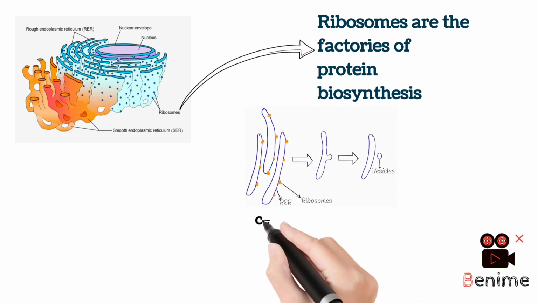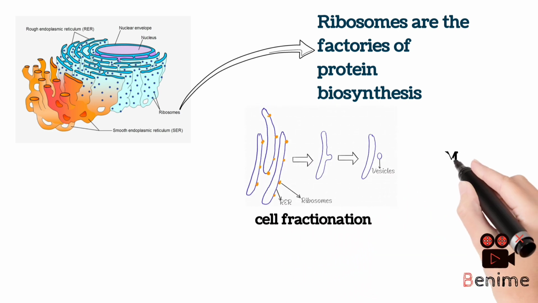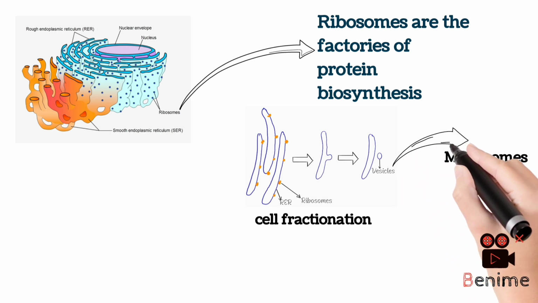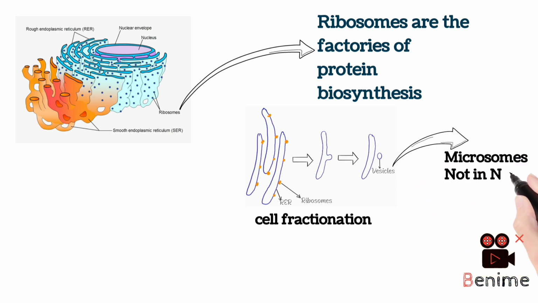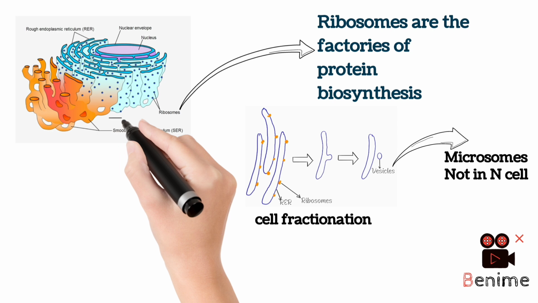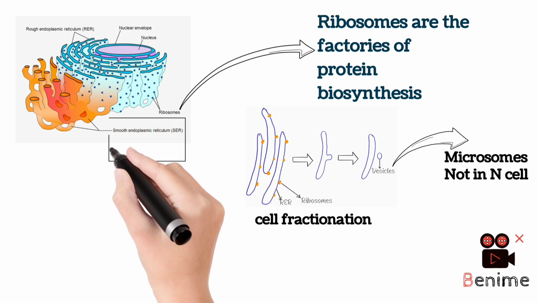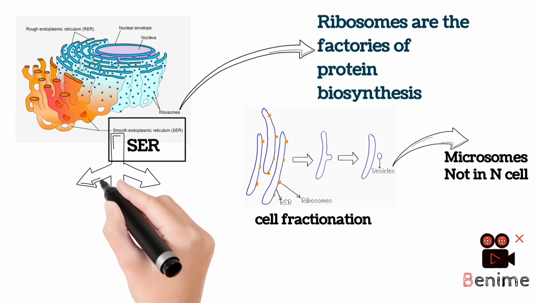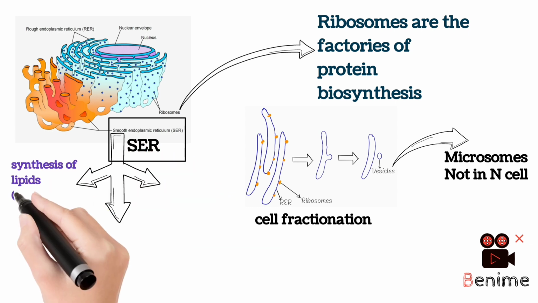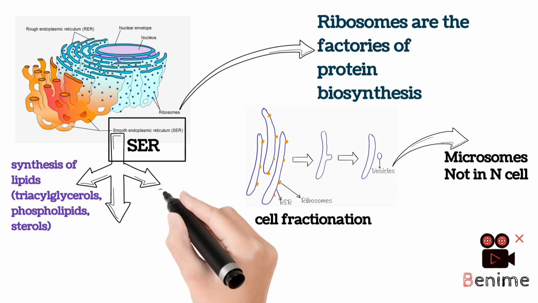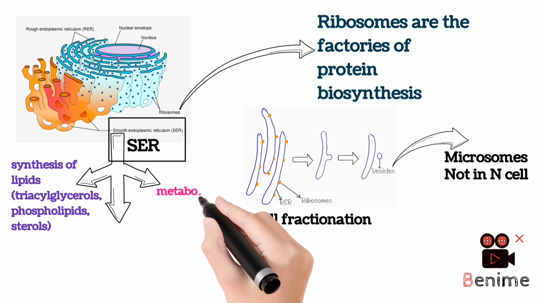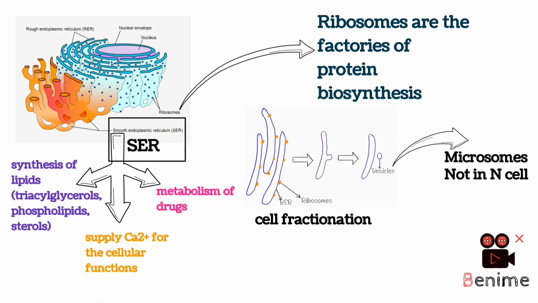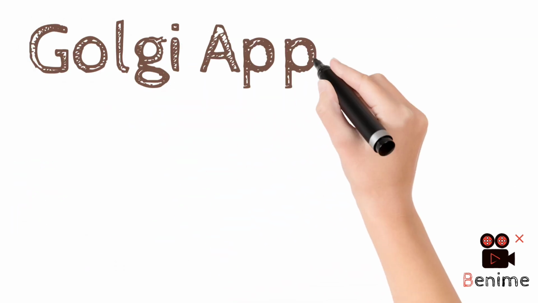During the process of cell fractionation, rough ER is disrupted to form small vesicles known as microsomes. It may be noted that microsomes as such do not occur in the cell. The smooth endoplasmic reticulum does not contain ribosomes. It is involved in the synthesis of lipids, triacylglycerols, phospholipids, sterols, and metabolism of drugs, besides supplying calcium ions for the cellular functions.